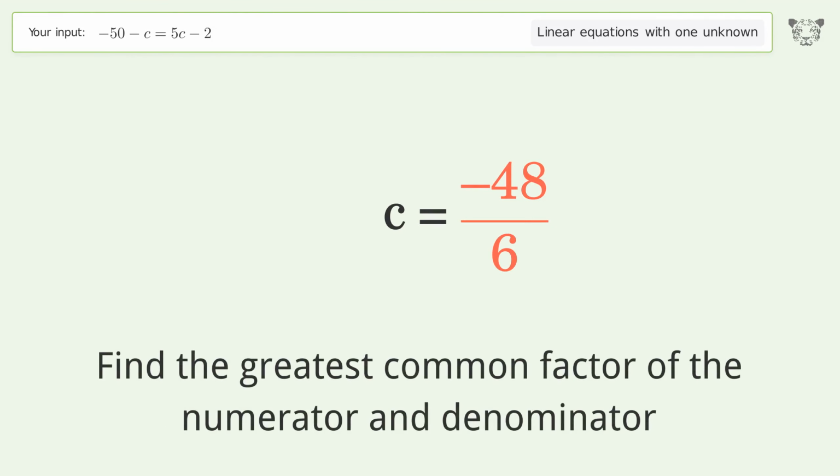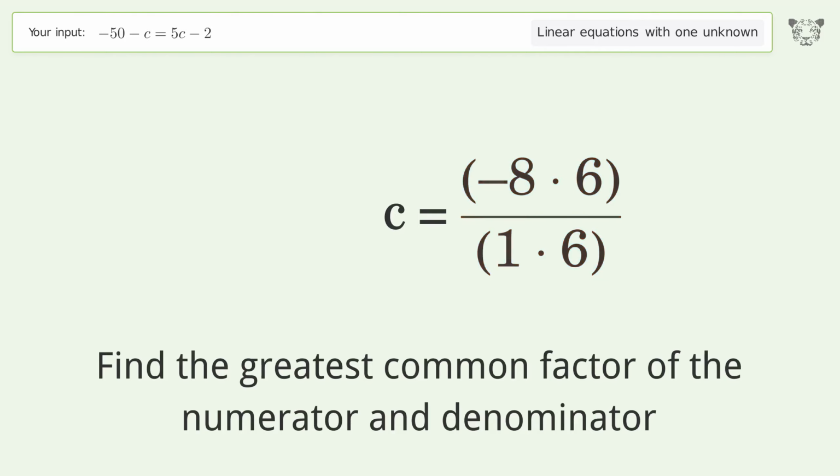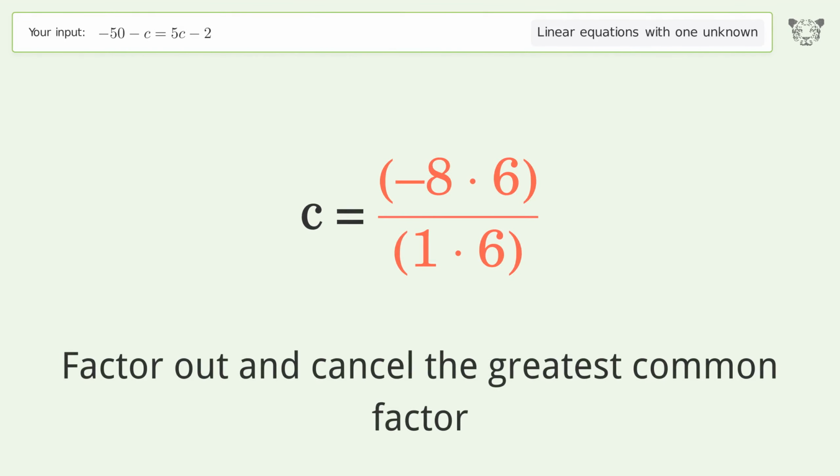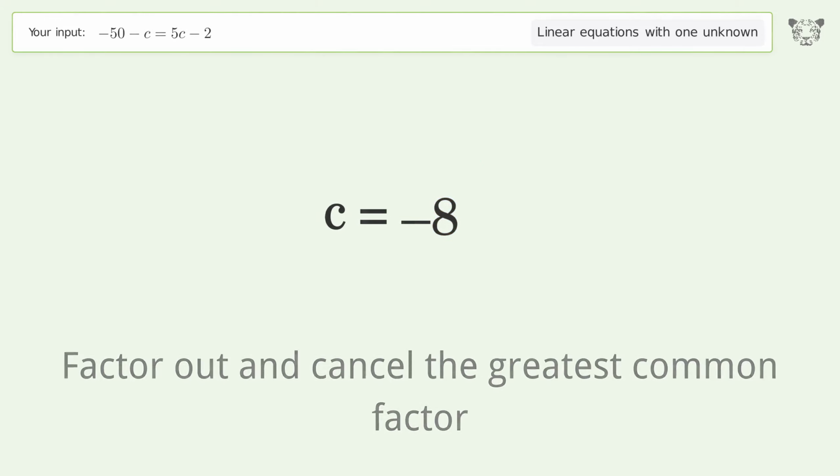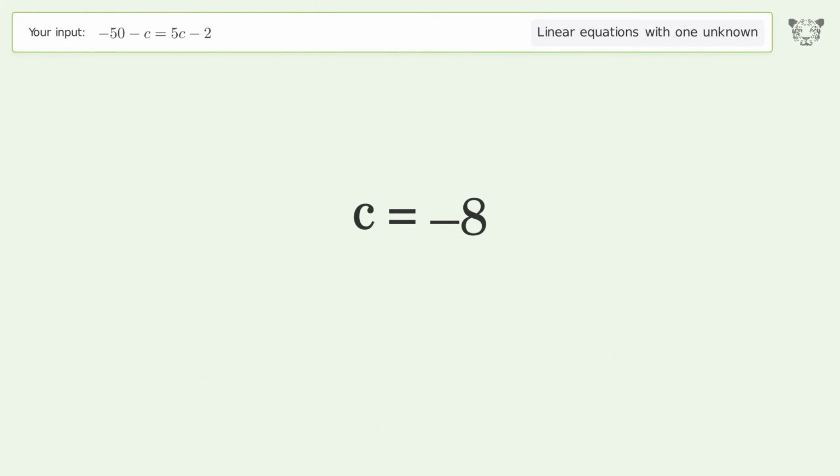Find the greatest common factor of the numerator and denominator. Factor out and cancel the greatest common factor. And so the final result is c equals -8.